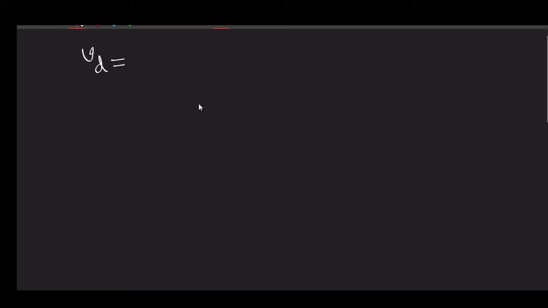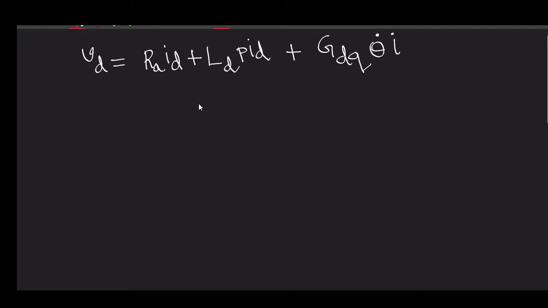In the armature circuit, in the D axis of the armature circuit, it is Ra Id plus Ld p Id plus G dq theta dot Iq plus M dd p Id. I am going to explain all the currents.